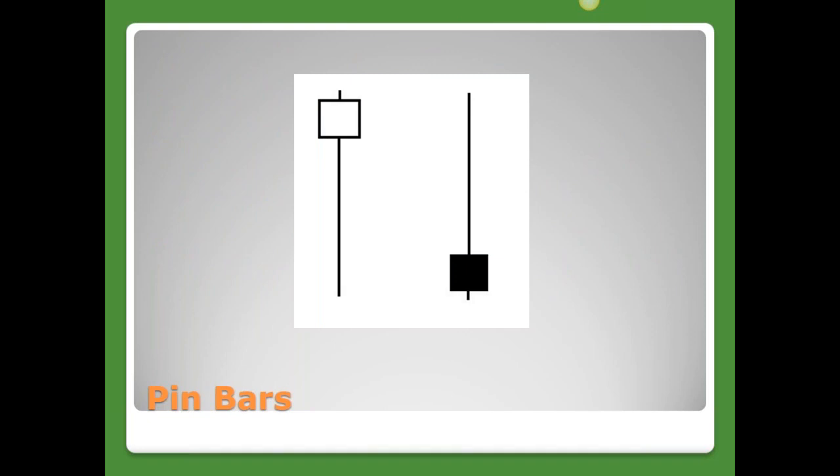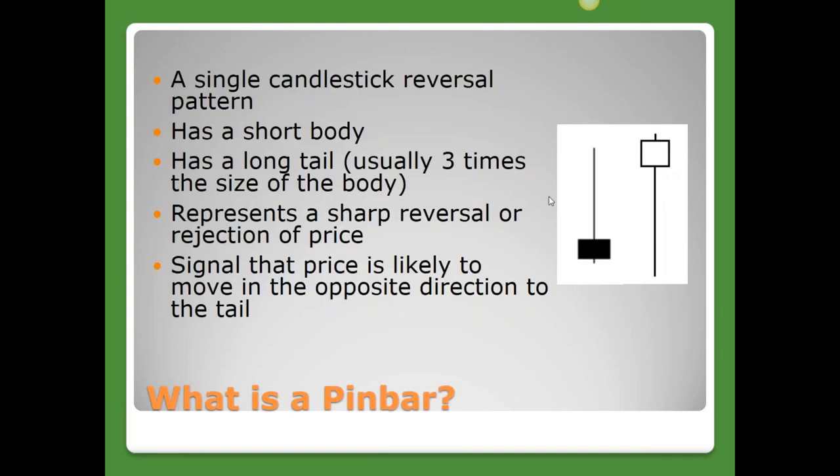So this is what we call pin bars. Pin bars have this type of a shape. It's a single candlestick pattern. So this one here is a bullish pin bar. This is a bearish pin bar. And this is just a quick overview. We'll dive deeper into what these candlesticks mean in just a second here. So pin bar is a reversal candlestick pattern. It's a single candlestick reversal pattern.